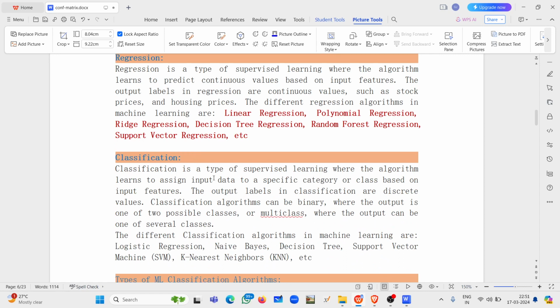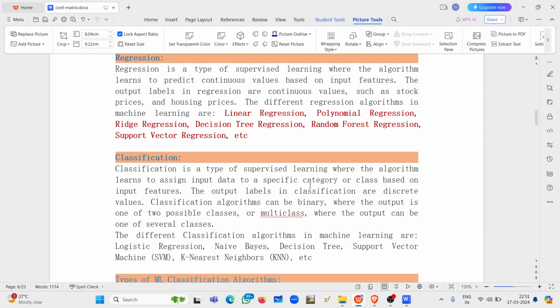Now while we are going for classification, classification is a type of supervised learning where the algorithm learns to assign input data to a specific category. Here it is not predicting a continuous value, but saying it belongs to this class or that class, a specific category of classes based on some input features. The output labels in classification are discrete values, and classification can be binary, where the output is one of 2 possible classes, or multi-class, where the output can be one out of several classes.